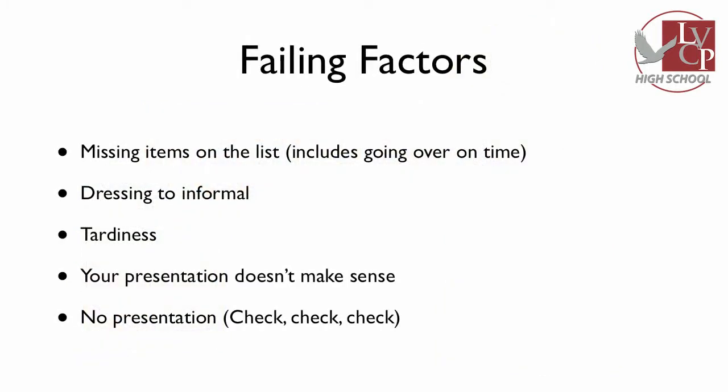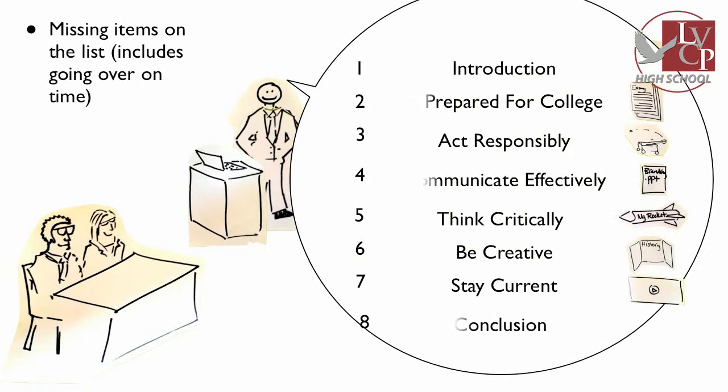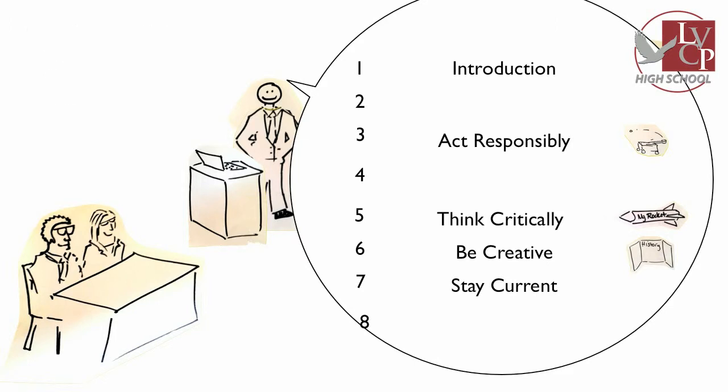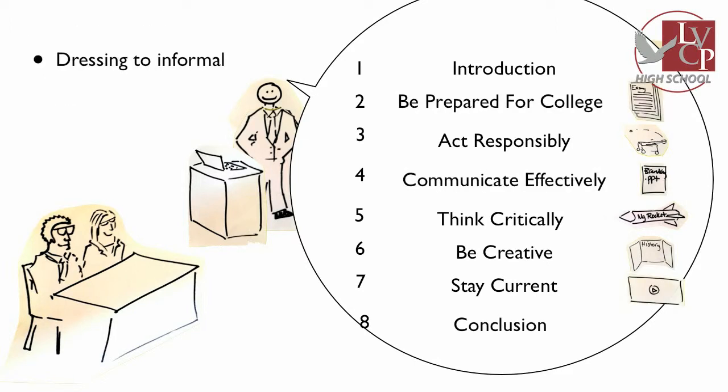So, a couple things about failing factors. Now I'm going to go over each of these individually. So let's check this out. Let's say you're missing items from the list. Well, if you're missing things from the list, it's not exactly a complete presentation. Let's say you forgot to dress formal. Oops, you just wore a t-shirt and some jeans. Well, that's not really going to work out. So we would reschedule you for another time.